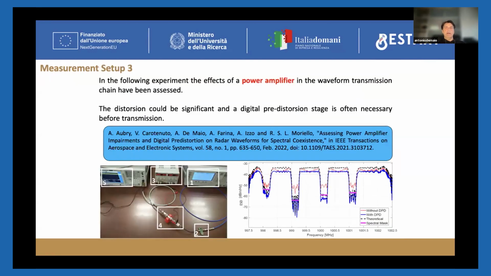And in this experiment, measurement setup number 3, we have assessed the effect of a power amplifier in the waveform transmission. And actually, the distortion could be significant. Please see the red curves in the energy spectral density. In this situation, a digital predistortion stage is often necessary before the transmission, but we can say that with a suitably designed predistortion stage, we are still able to restore the original waveform performance and to respect the spectral mask.